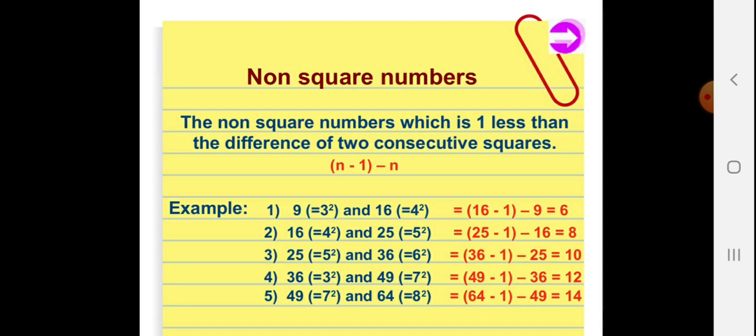16 squared and 25 squared. So 16 is 4 squared and 25 is 5 squared. So 25 minus 1 minus 16, that answer is 8. Similarly, you can go ahead. You will find the sequence 6, 8, 10, 12, 14.